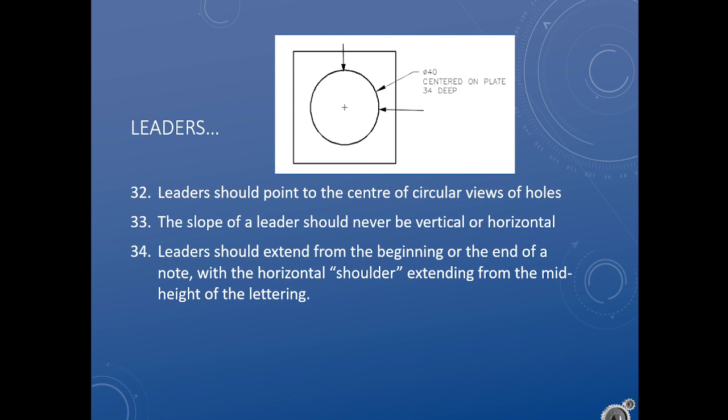Leaders, that is lines with arrows on the end. If they are pointing to anything circular, they should point to the center of that radius. And at the end, by our standards, we should have horizontal text. One of the options we can have is your text aligned with the leader, or does it jump over and be horizontal? In ASME, we prefer horizontal.